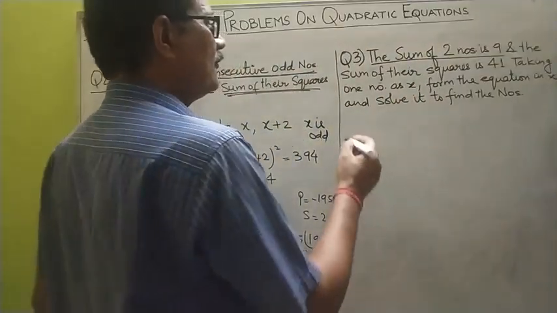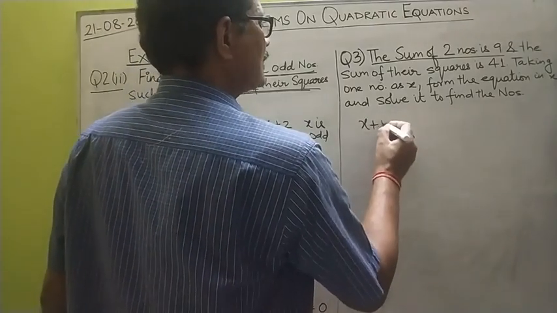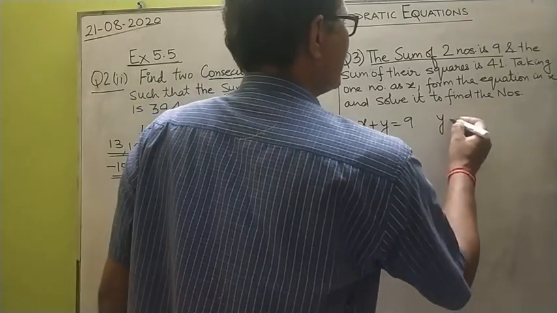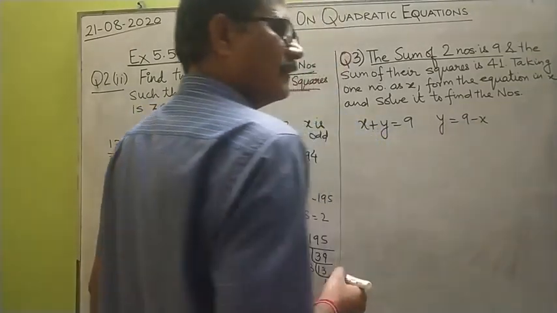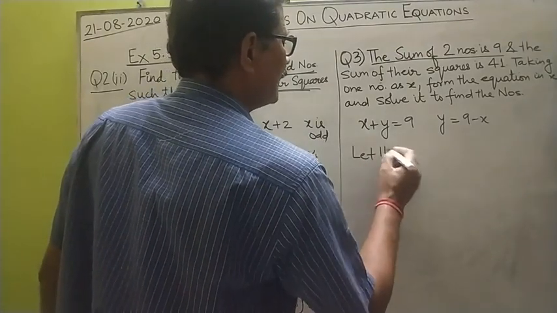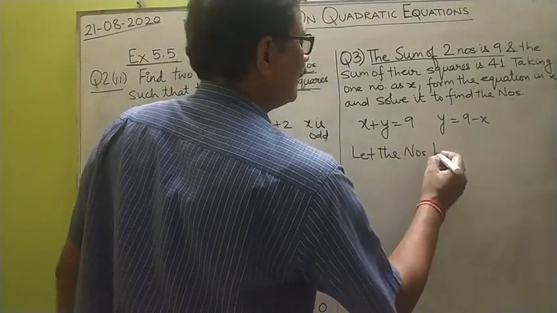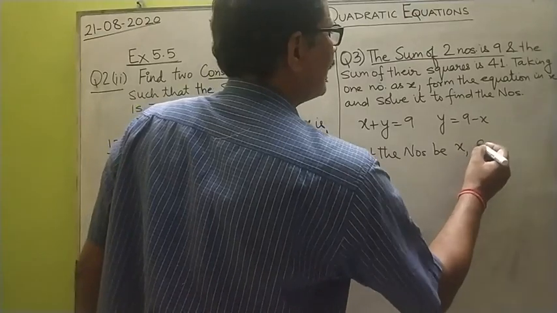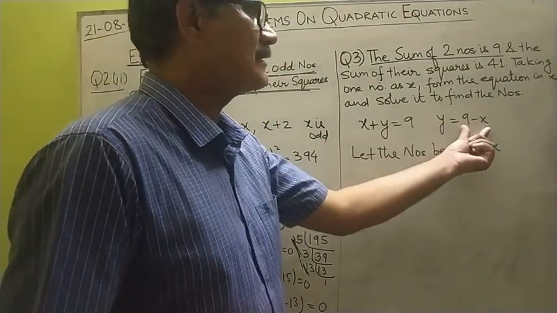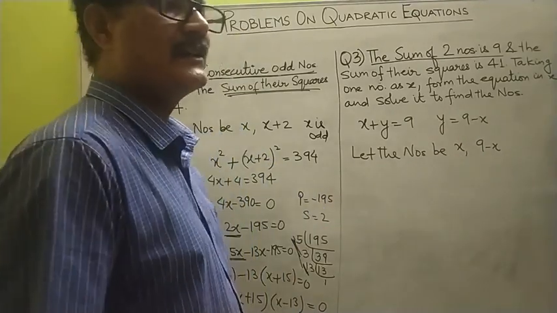So initially, if you take the numbers x plus y equals 9, then you can express y as 9 minus x. So we can write, let the numbers be x and 9 minus x. Because the sum of the numbers was 9, y can be expressed in terms of 9, so we get it in terms of one variable, x and 9 minus x.